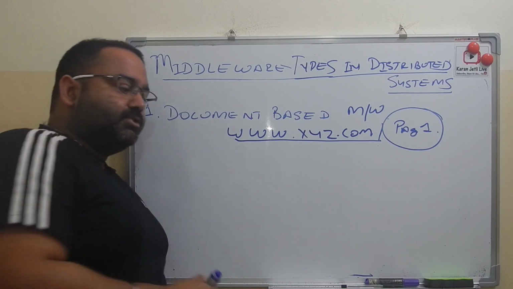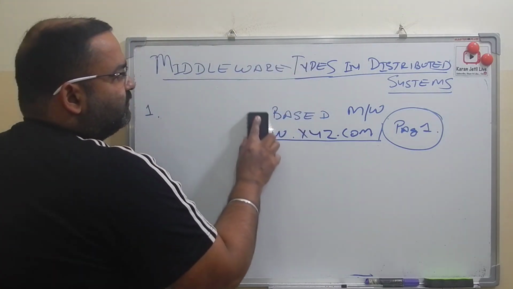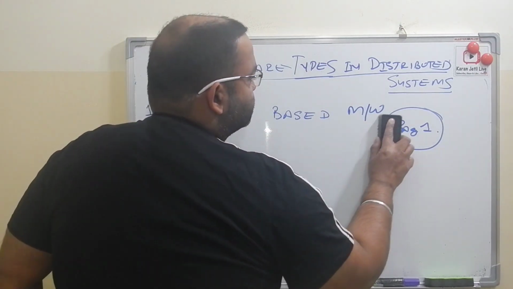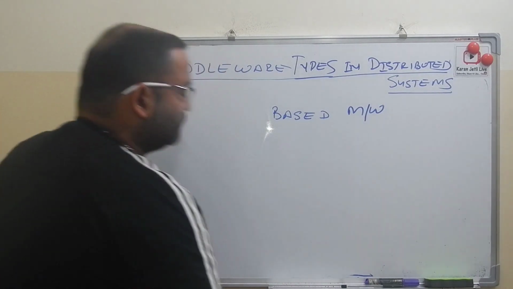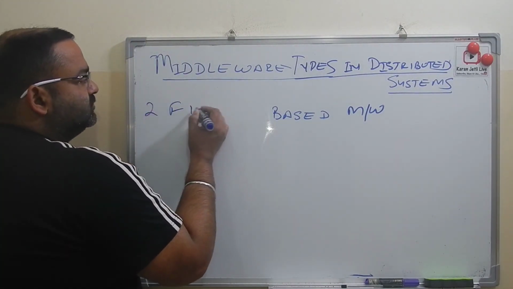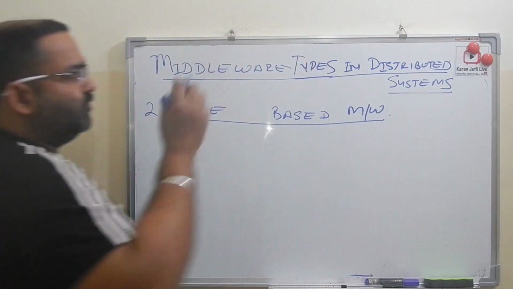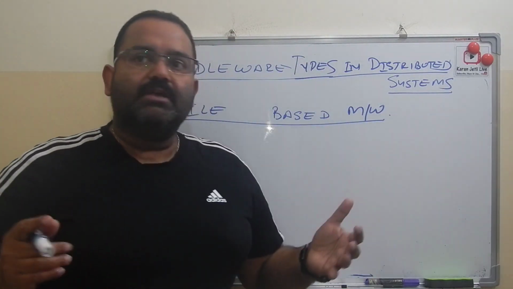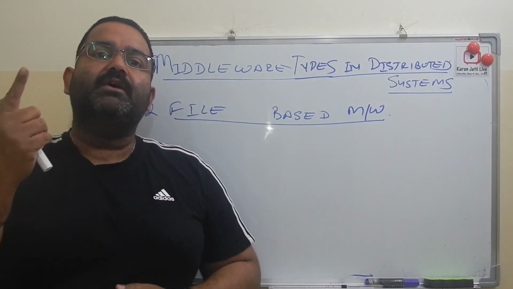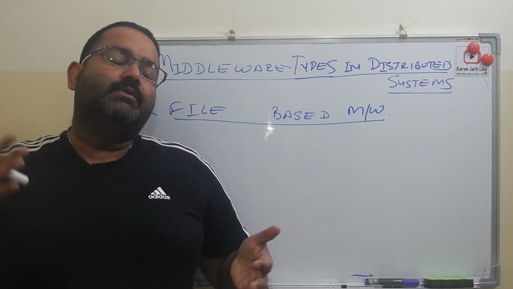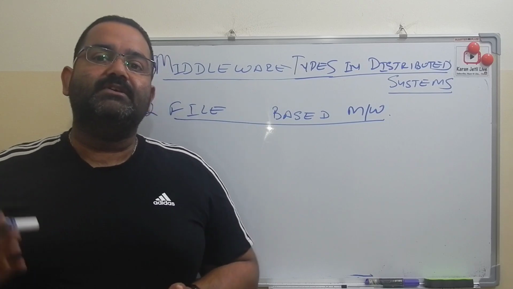Okay, now we proceed to the second type. The second type is called as file based middleware. So guys, in file based middleware we view our distributed system as a single very large file system, where the computers can exchange or share files with each other.